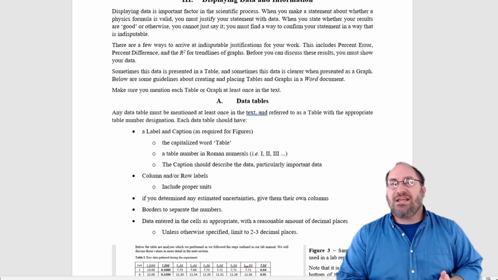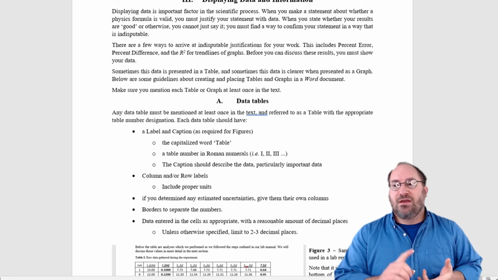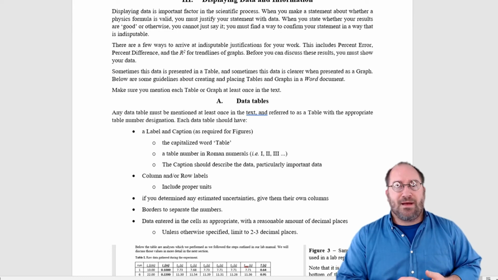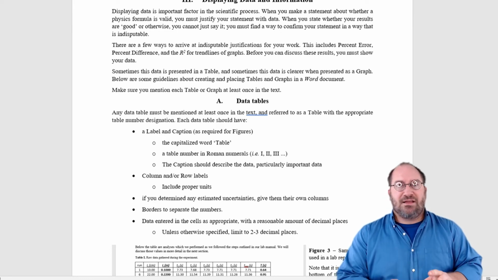So making these tables and graphs presented in a professional way, with a clear caption that explains the content and gives it context, and points to the text that says go read more about it in the text, that's the name of the game for this.